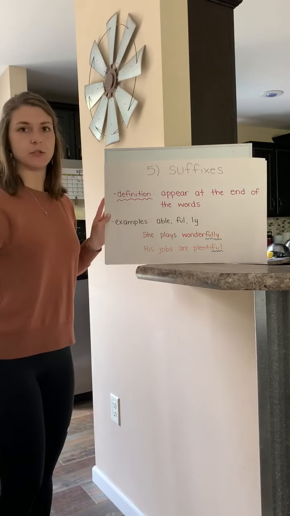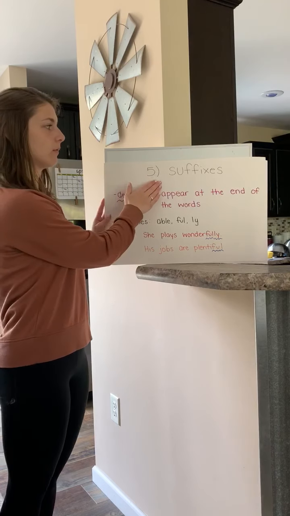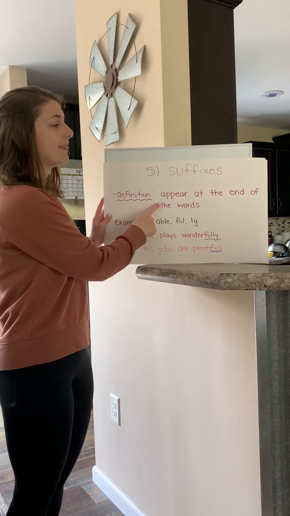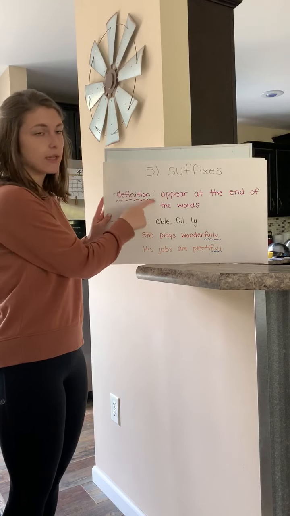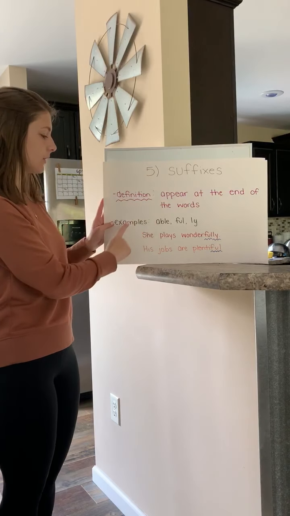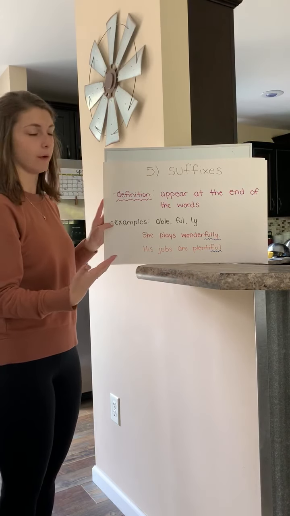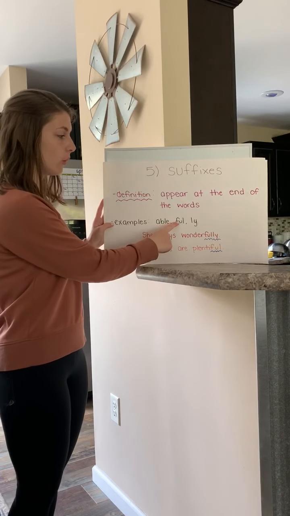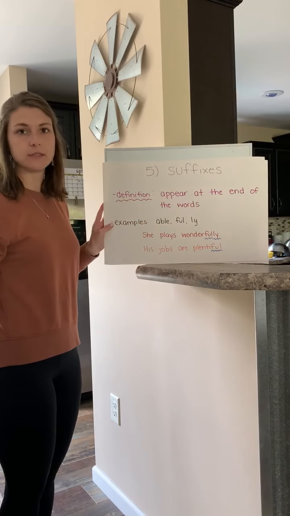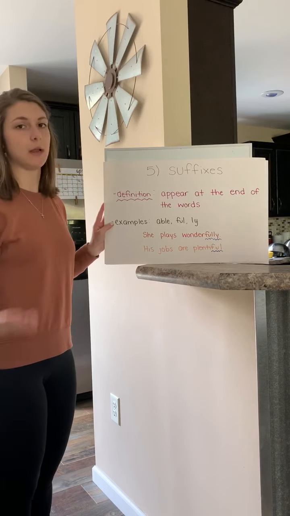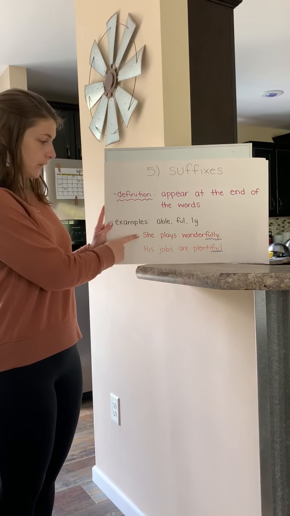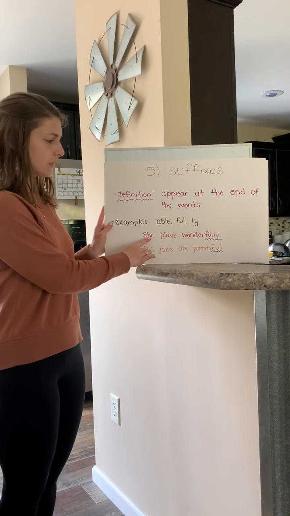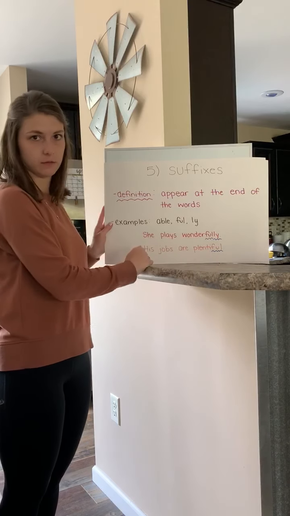So in affixes, we just went over prefixes. Now we'll go over suffixes. These are at the end of the words. These get added to the end of the words. So some examples that you've probably heard: able, full, ly, and once again, like prefixes, there are many, many more suffixes. Here's some examples. She plays wonderfully.